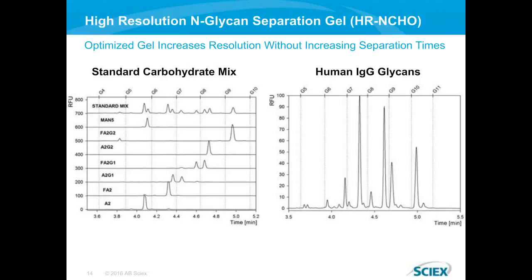So along with the sample prep, moving into more the actual analysis, the separation of the glycans, we've developed this high-resolution N-Glycan separation gel for the capillary, which we refer to as our HR-NCHO gel internally. The gel is optimized to increase resolution without increasing separation times.